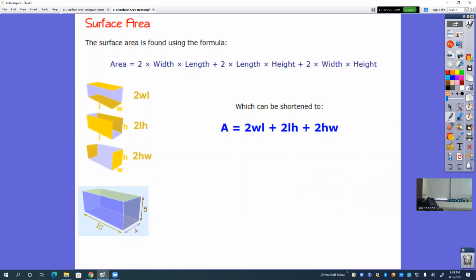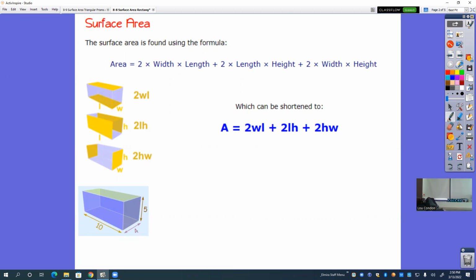So essentially, surface area is the area that covers the entire outside of the image. And let's take it back a step: when we find the area of a rectangle, it is found by doing length times width, or base times height, one of those two things. So what we're doing today is finding the area of all of the different parts of the rectangular prism, and then adding them together.